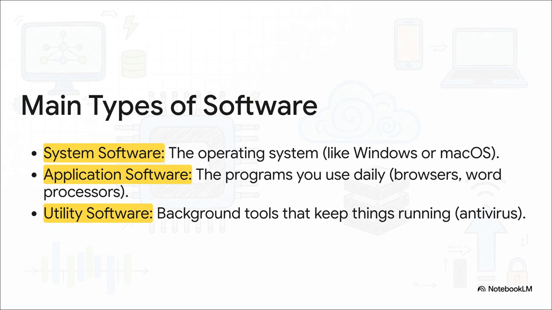At the very bottom, you have the system software. That's your operating system, like Windows or Mac OS. Its job is to manage all the hardware. Then, on top of that, you have application software. These are the apps you use every day, like your web browser or a word processor. And then, kind of working in the background, is utility software, things like your antivirus or disk cleanup tools, just keeping everything running smoothly and safely.